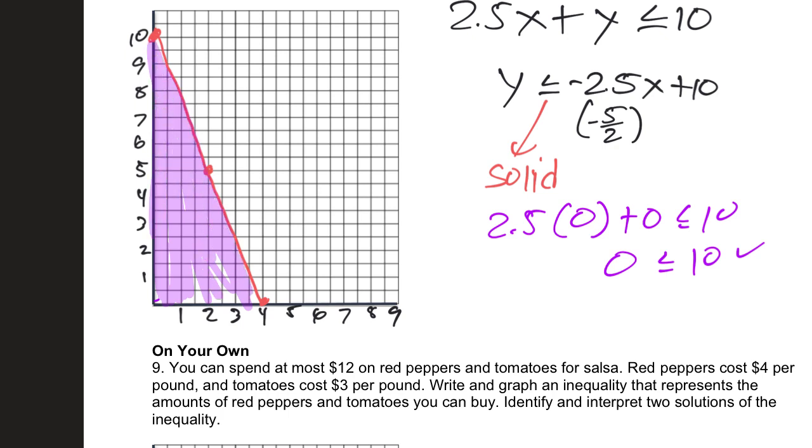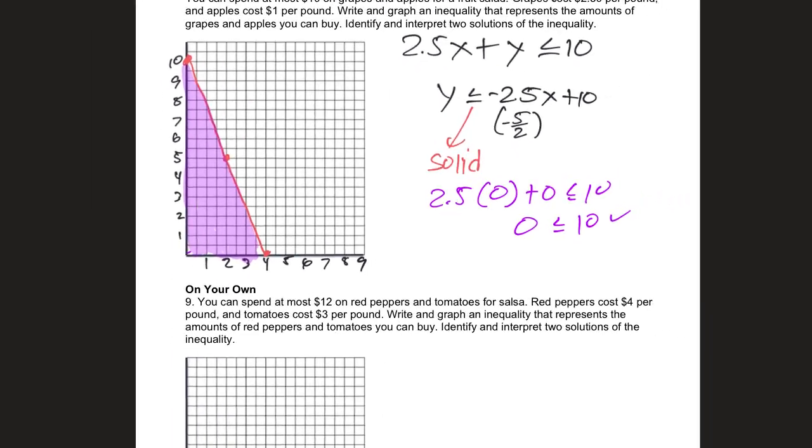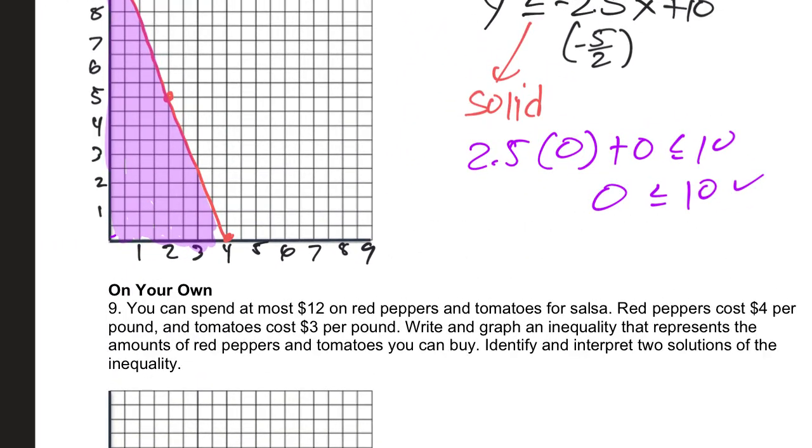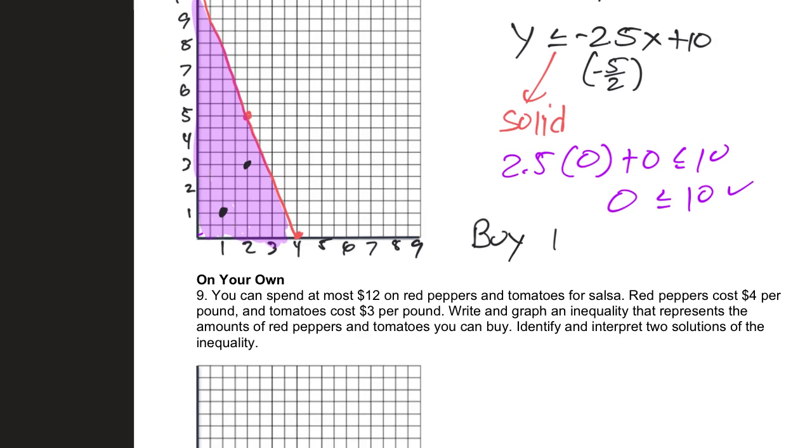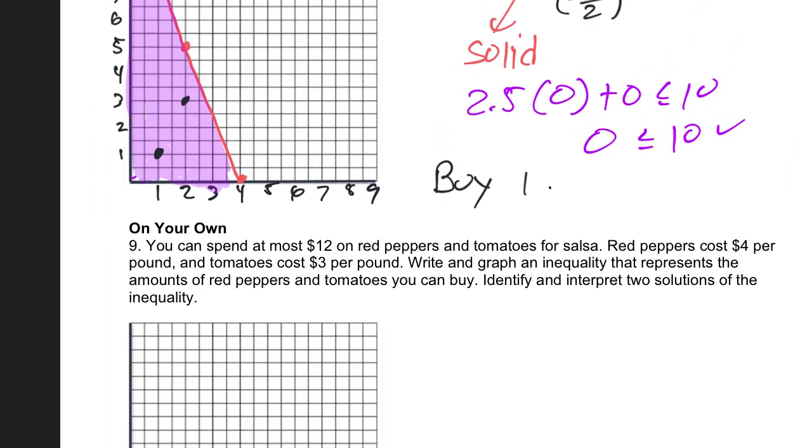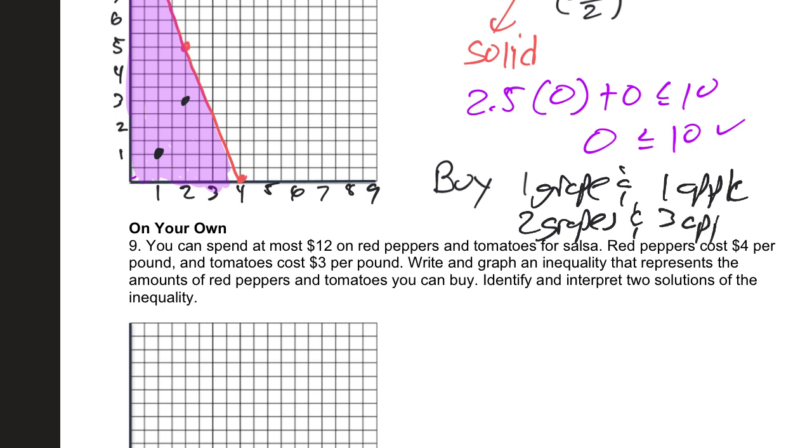All right, so this is my solution, any ordered pair in there. Now it says identify and interpret two solutions. So what does this mean? If I look in here, let's find 2 points. Let's find 1, 1 maybe, and let's say 2, 3. That means I can buy, let's see, what was it? X's are grapes. 1 grape and 1 apple. I can also buy 2 grapes and 3 apples.